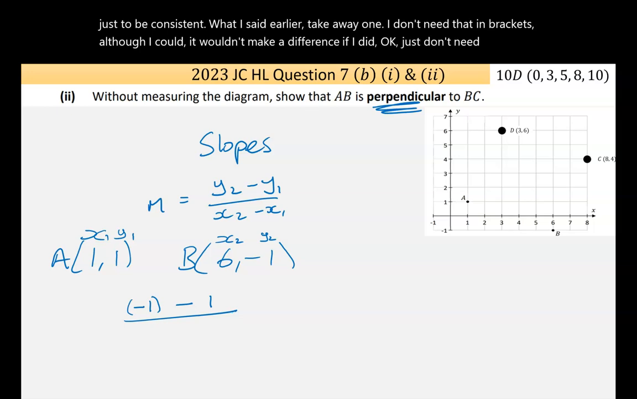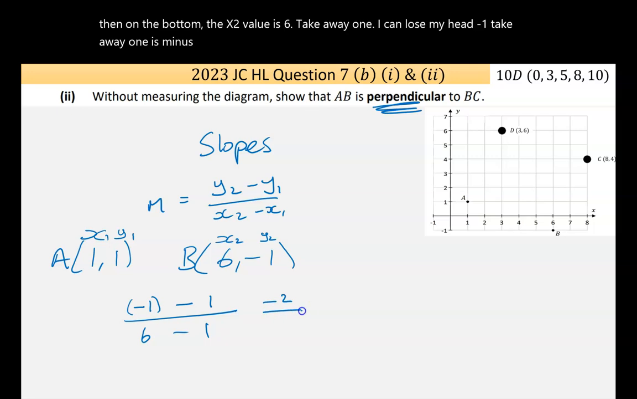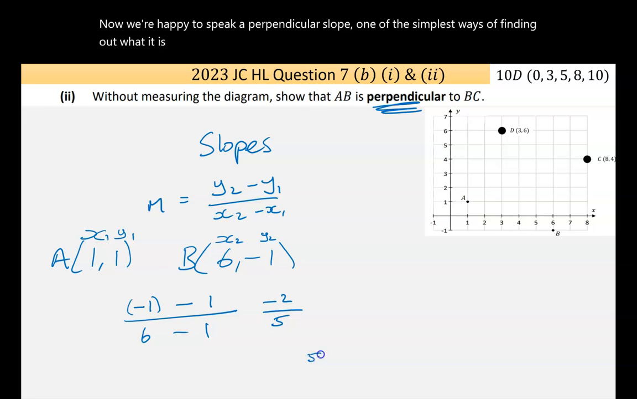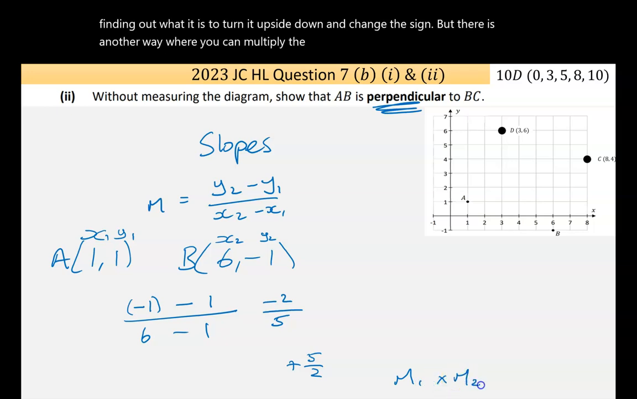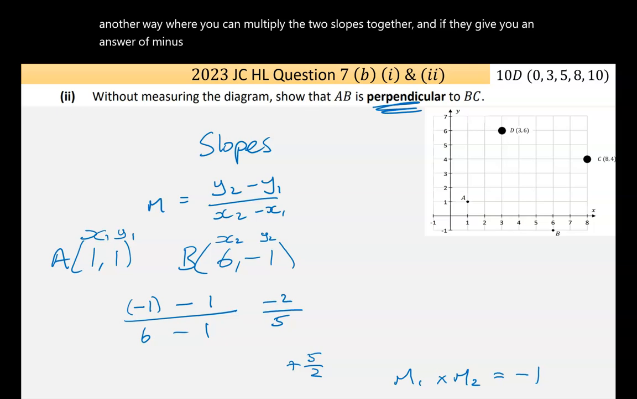And then on the bottom, the x2 value is 6, take away 1. I can do this in my head. -1 take away 1 is -2. Okay. On the bottom here, 6 take away 1 is 5. So -2 over 5. Now, for a perpendicular slope, one of the simplest ways of finding out what it is, is to turn it upside down and change the sign. But there is another way, where you can multiply the two slopes together, and if they give you an answer of -1, then they are perpendicular.